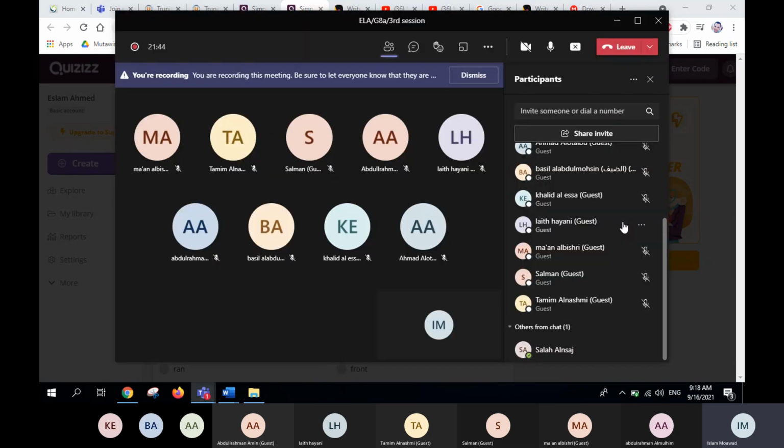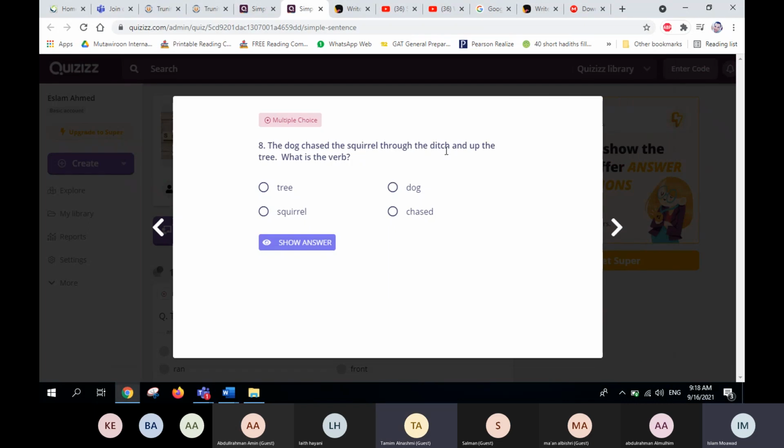This is for Tamim. The dog chased the squirrel through the dead shun of the tree. What's the verb here? The dog. Wait, let me see. Okay, so where's the verb? Wait, I'm thinking. Okay, Ali, can you help? Ali said the verb is chased. Right? Chased. Yeah, that's right. So it's chased. Thank you. That's the verb. Okay, what's the subject?